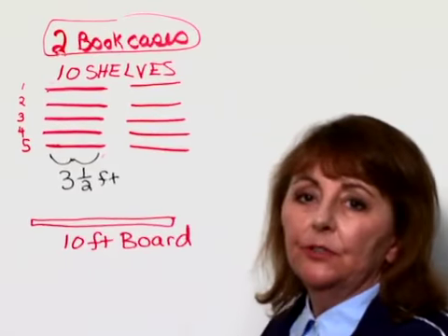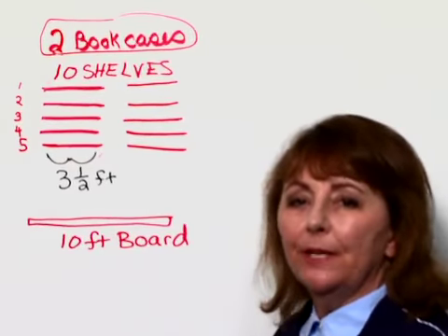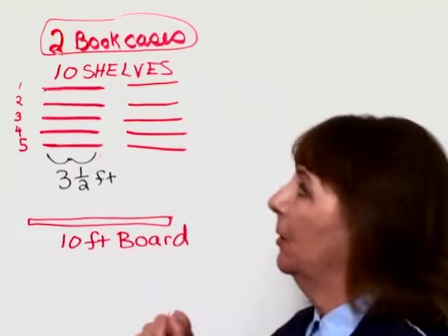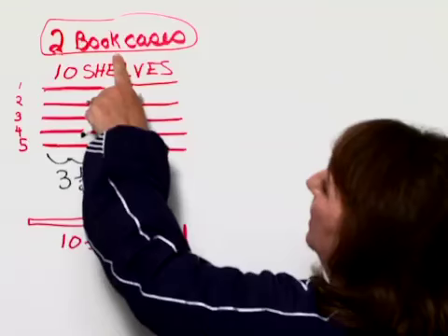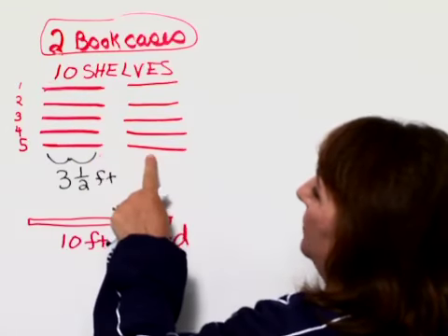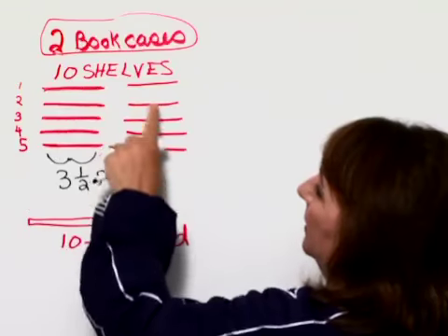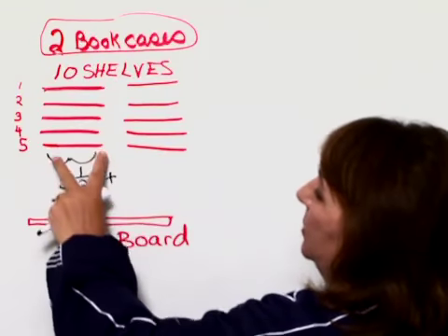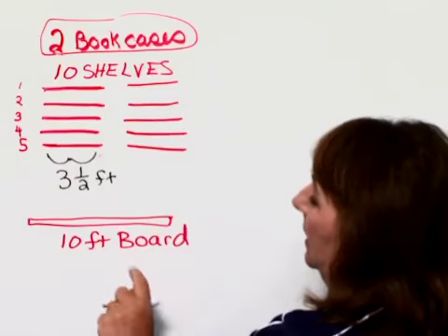Read the problem a second time, but the second time, write down the important facts. In this case, drawing a diagram will really help us. Anna needs 2 bookcases. Altogether, since each bookcase has 5 shelves, and you notice I've drawn a little sketch of the shelves, she'll need 10 shelves altogether. Each of the shelves is 3.5 feet long.